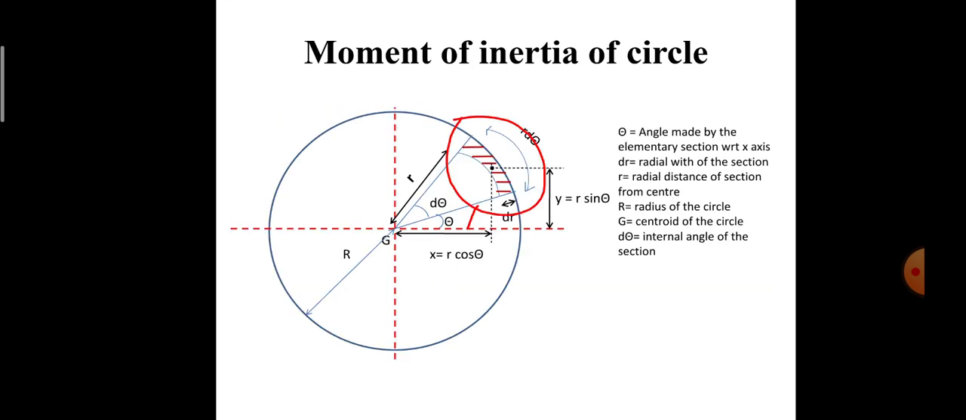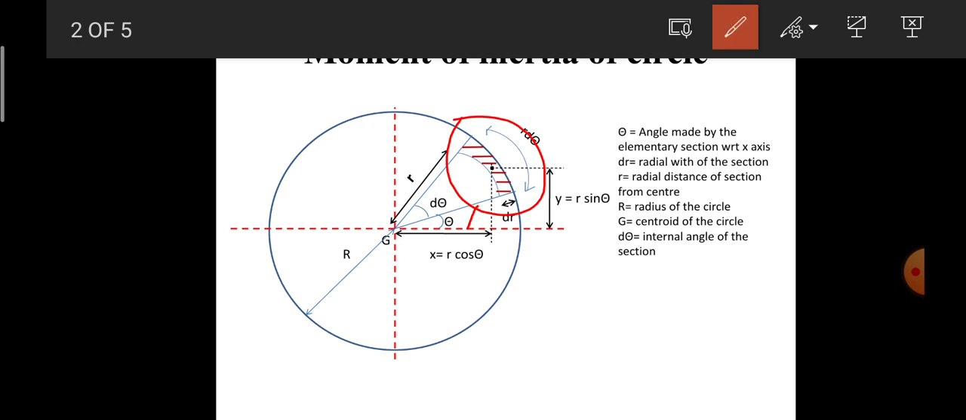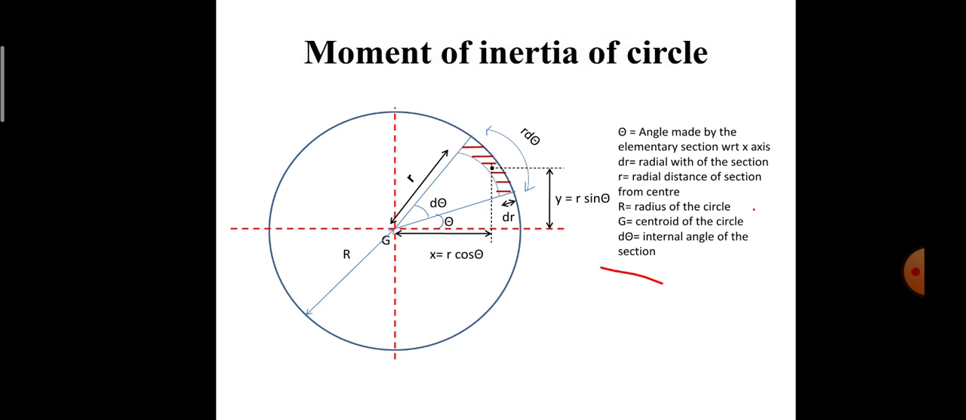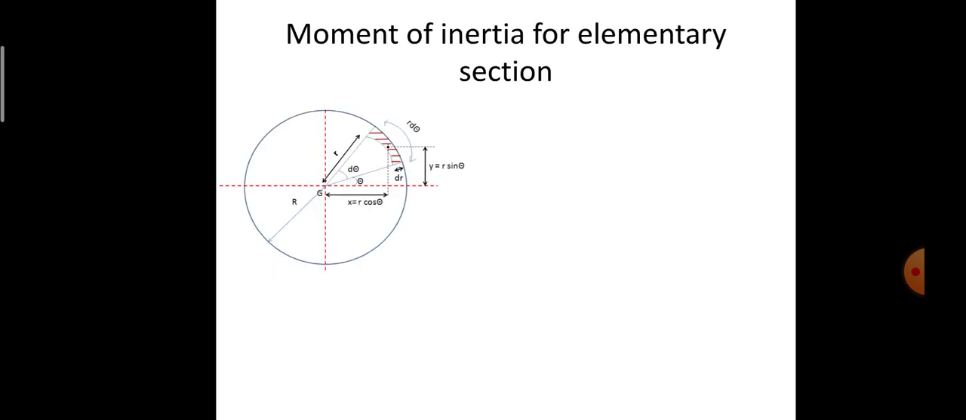And then we have dr, the radial distance or radial width for the elementary section. And then we have G as the overall centroid of the circle, and d theta is the internal angle subtended by the elementary section. So by considering this, we are supposed to find the moment of inertia primarily for the elementary section, and then by using that we are going to find the moment of inertia for the circle as a whole.